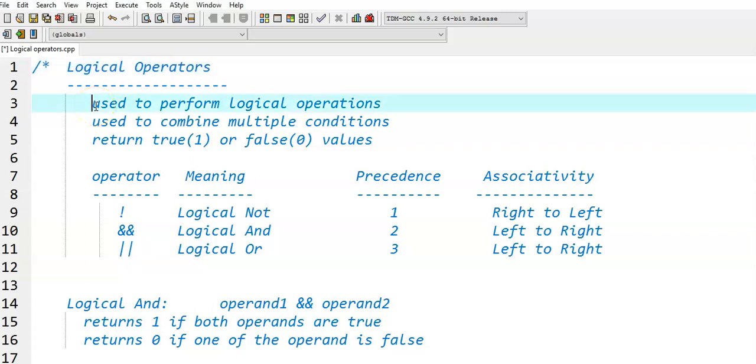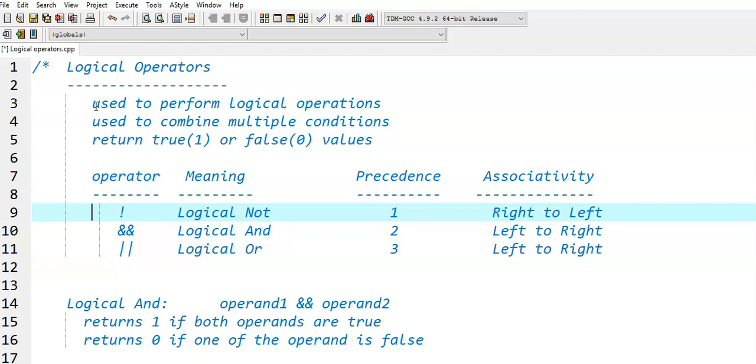In this video, we discuss logical operators. Logical operators are used to perform logical operations. They are used to combine multiple conditions, and they return either a true value or a false value based on the conditions or based on the operands given to the logical operators.